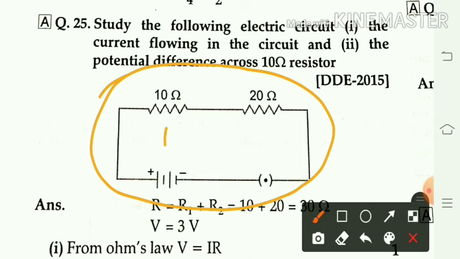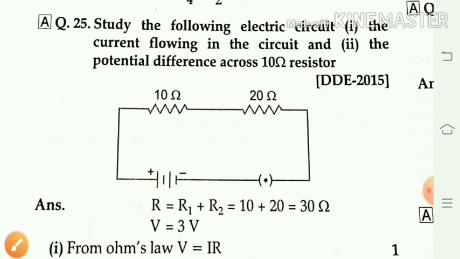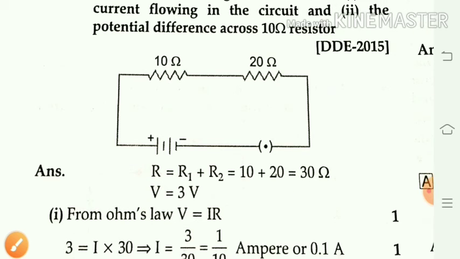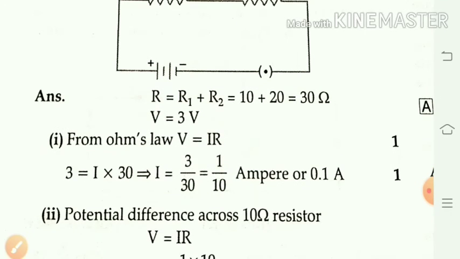In this diagram, R1 and R2 are 10 ohm and 20 ohm respectively. Then the total resistance, which are connected in series, can be written as R1 plus R2. Therefore, its value becomes equal to 10 plus 20, that is 30 ohm. In this, we have to calculate the current flowing in the circuit and the potential difference across the 10 ohm resistor. The voltage which is given in this circuit is 3 volt.